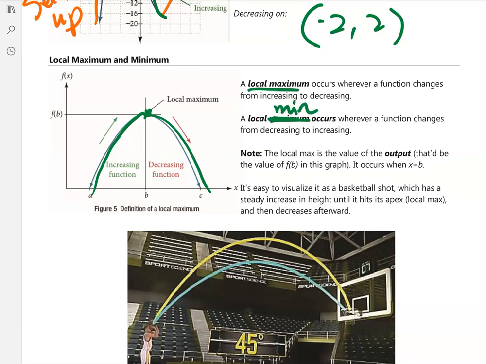should be the minimum. Changing from, sorry about that, decreasing to increasing is minimum. Increasing to decreasing, that is maximum. Decreasing to increasing, that is local minimum, this point here. So it's easy to visualize it as a basketball shot.